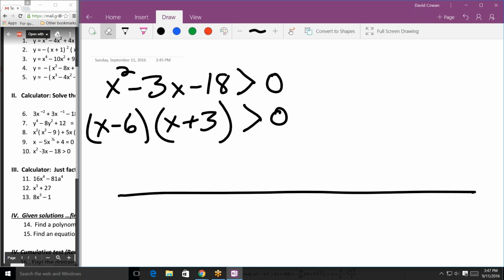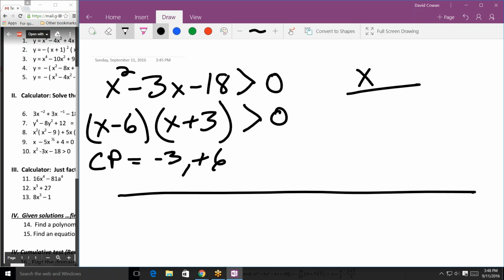Now, the first point is, what are my critical points? Which is whatever makes these things 0. Your critical points would be -3 and +6. Tell me what the critical points on this would be.